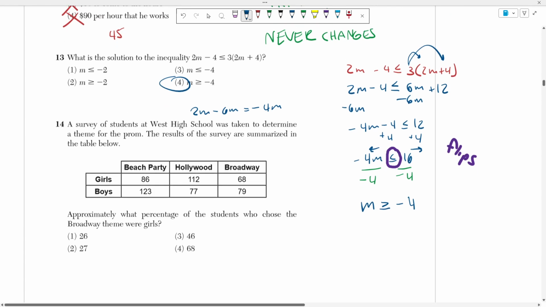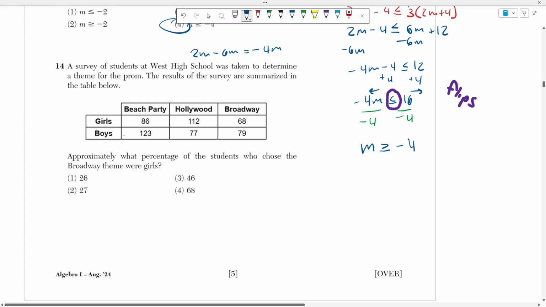which is going to be choice 4. Number 14 says a survey of students at the West High School was taken to determine the theme for the prom. The results are summarized in the table. Approximately what percentage of students who chose the Broadway theme were girls?